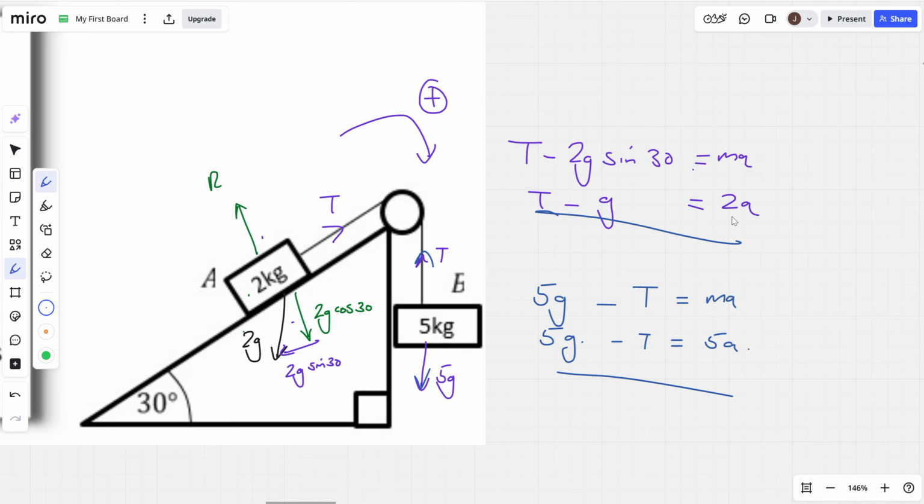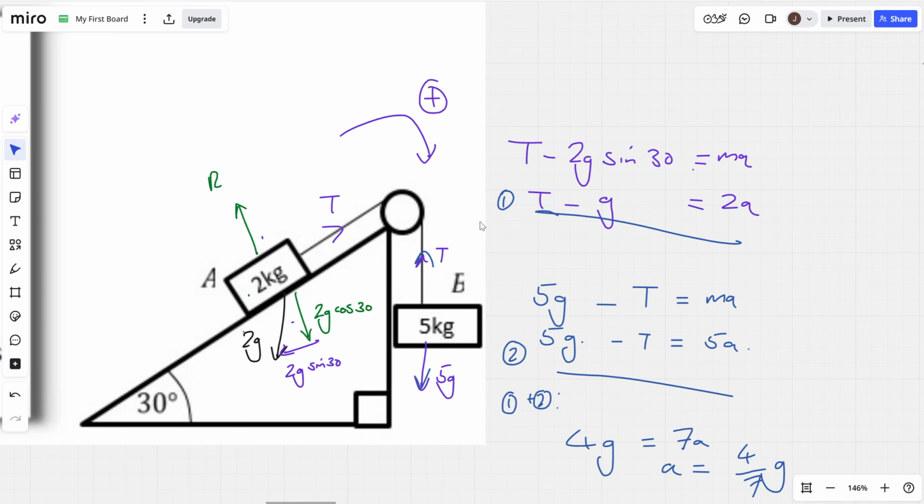2a = T - g. Yeah, okay, they've done the same thing as me. So that should give you then, if you add equation number 1 and equation number 2 together, you'll get 4g = 7a. Yeah, so if you do 1 plus 2, and then a = 4/7 g, which I think was what was given to us in the question.